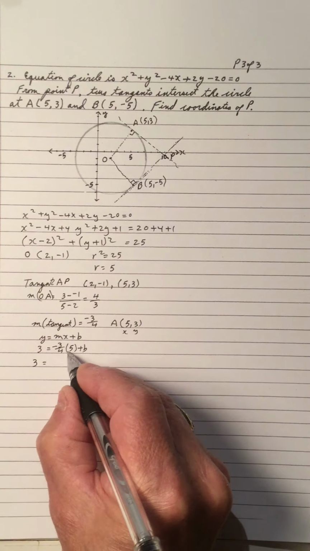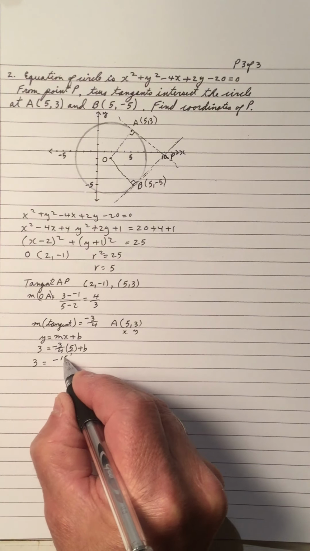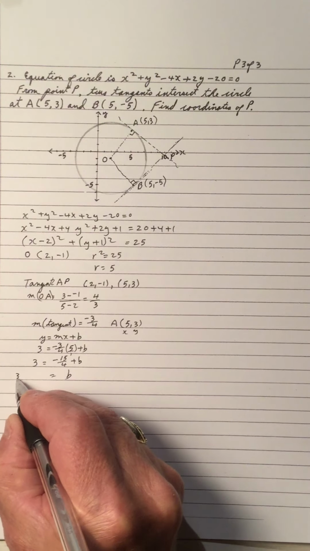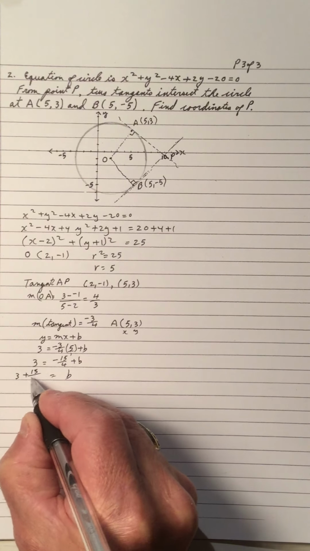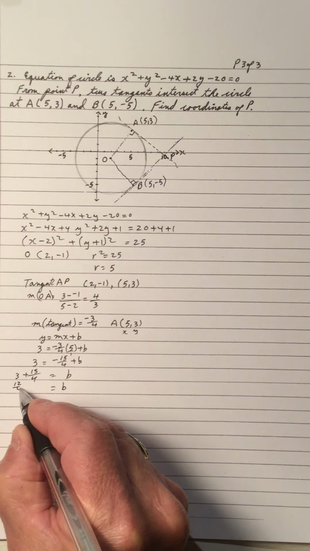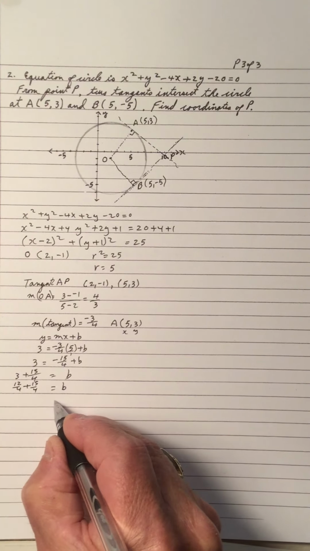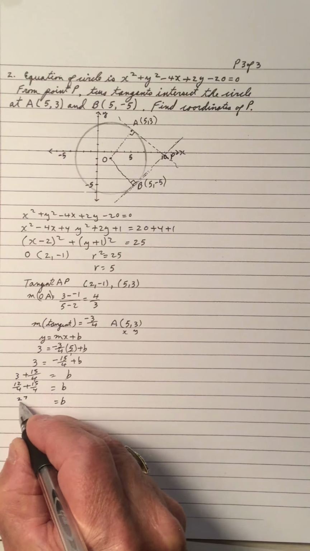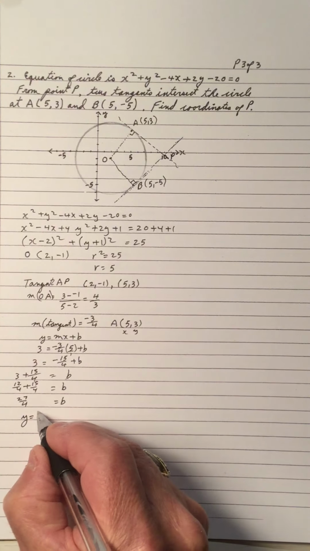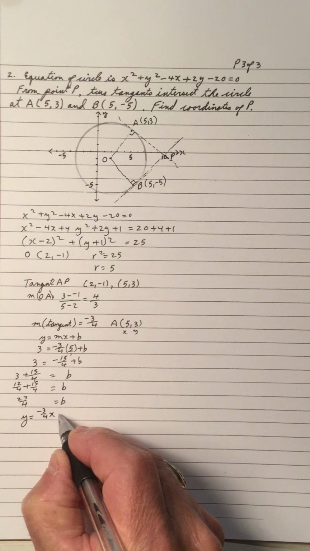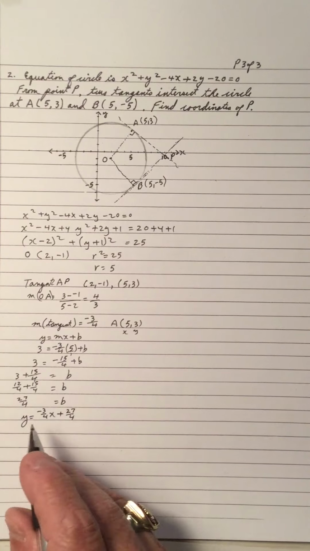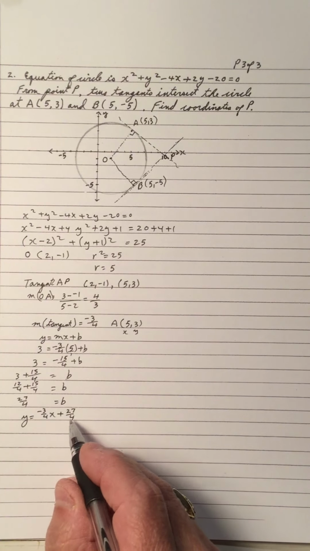So 3 equals negative 15/4 plus b. So b is equal to 3 plus 15/4. So b is equal to 12/4 plus 15/4. So b is 27/4. So that means the equation is y equals, slope is negative 3/4 x plus b, which is 27/4. So we found the equation of the tangent.